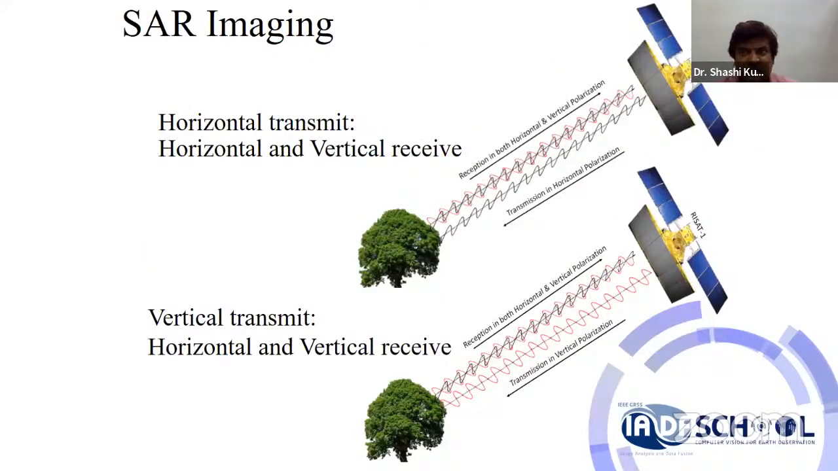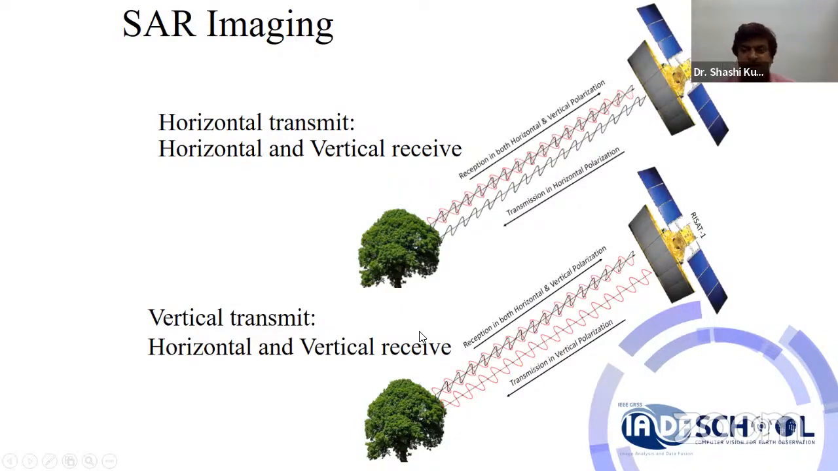Now, when the electromagnetic waves are transmitted, when the horizontally polarized electromagnetic waves hit the target, what will happen? Due to the structure of the target, it might be possible that the polarization will be broken. But since the incoming radiation was in horizontal polarization, maximum energy will still be vibrating in the horizontal direction after scattering. But some portion of the electromagnetic wave will start vibrating in the vertical direction, and some portion may be unpolarized. So at the time of receiving, the sensor can receive both polarizations. Either it can receive horizontal polarization, so that the combination becomes HH, or it can receive the vertical polarization from the same horizontal transmission, so the combination becomes HV.